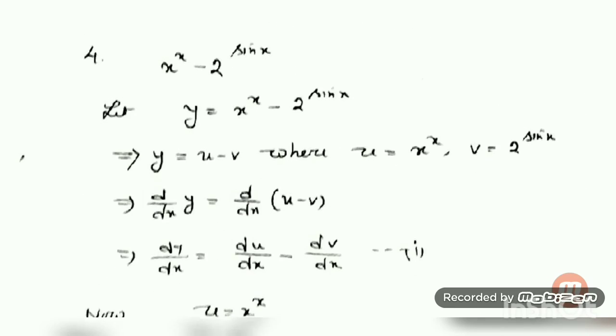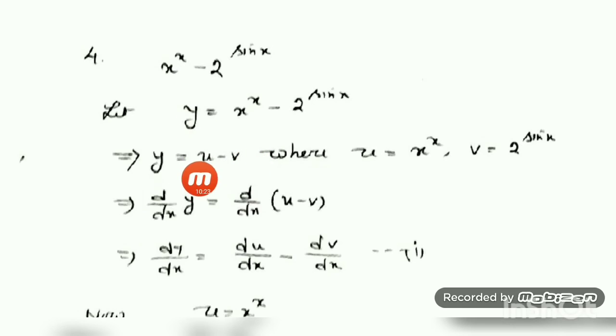Now I'll proceed to question number 4. Your question number 4 is x to the power x minus 2 to the power sin x. This is your question. Again the power is a variable, so I have to name it as y. Y is equal to x to the power x minus 2 to the power sin x. Now you see here I cannot take log directly because there is no rule for log of m minus n, right? So I'll not take log on both sides. This is a very important step. This type of questions are set in exams also.